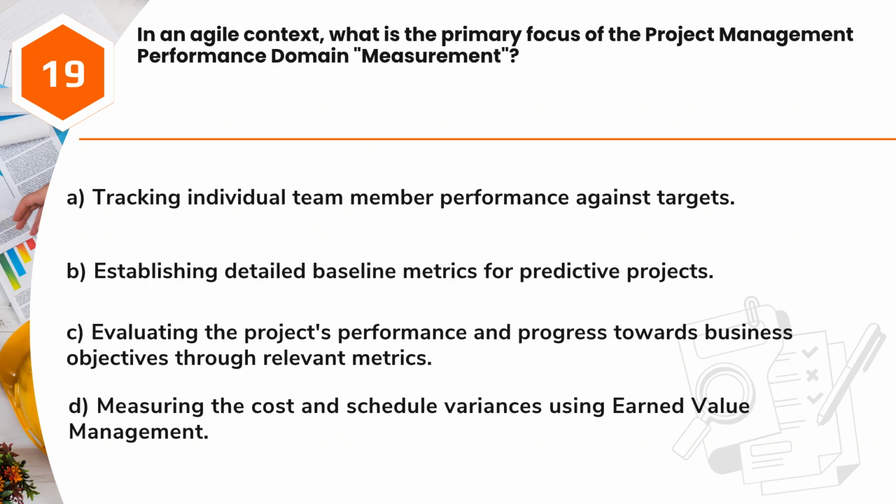Question 19. In an Agile project, what is the primary focus of the project management performance domain measurement? A. Tracking individual team member performance against targets. B. Establishing detailed baseline metrics for predictive projects. C. Evaluating the project's performance and progress towards business objectives through relevant metrics. D. Measuring the cost and schedule variances using earned value management.